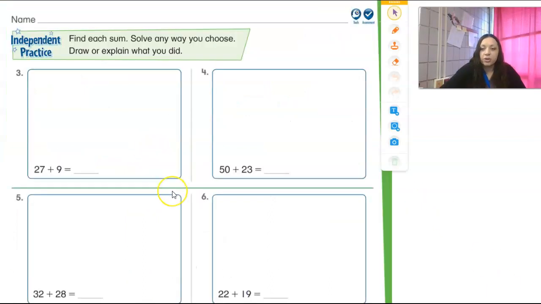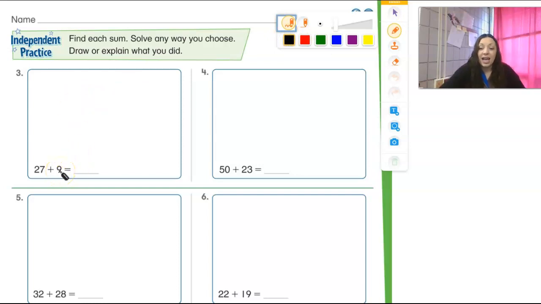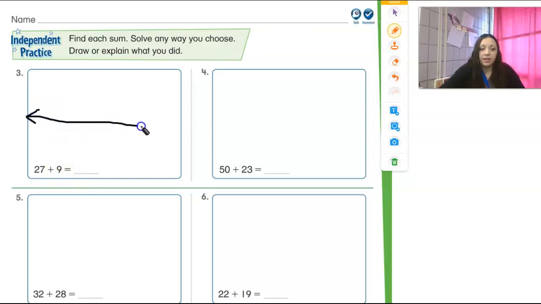All right, so we have 4 more problems, and we're just going to use some different ways to solve them, okay? So my first problem says 27 plus 9. So 27 plus 9. Which strategy do you think we should use? Well, I'm only adding 9 to it, so let's use a number line again because I don't have that far to go. So if I have 27, I'm adding 9 to it.